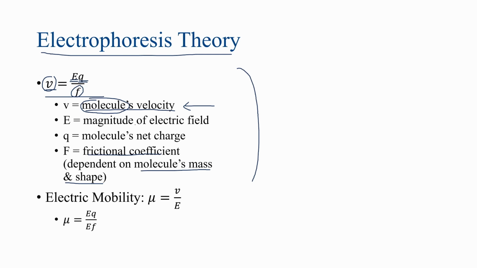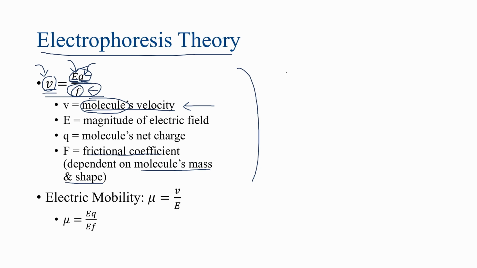So overall, you can deduce that the molecule's velocity is dependent on the electrical field that is generated between the cathode and the anode, as well as the molecule's net charge, as well as the mass and the shape of the molecule. By simple reasoning, we can deduce that the molecule's velocity is proportional to the electrical field and the charge. On the other hand, it is inversely proportional to the frictional coefficient, which depends on the molecule's mass and shape.